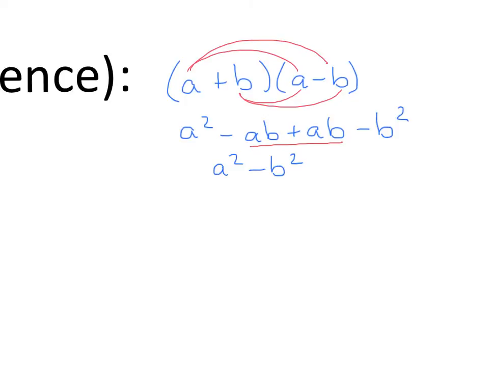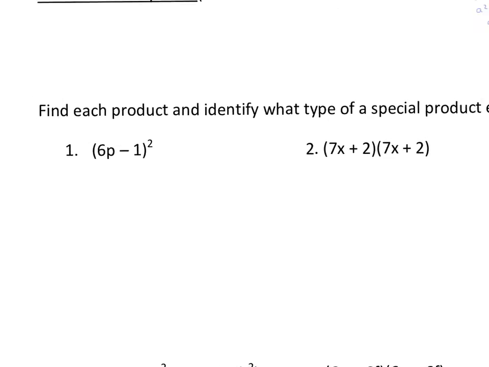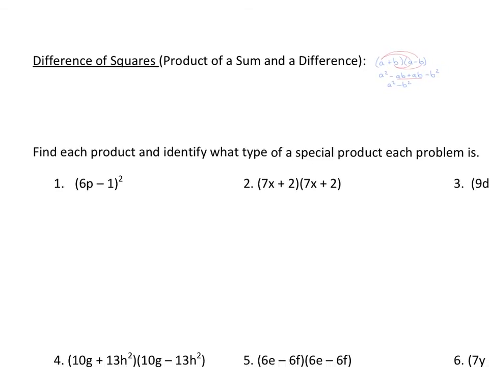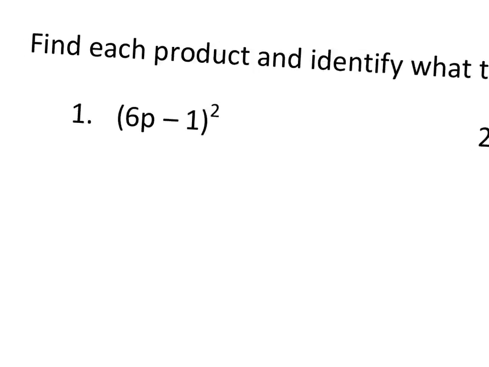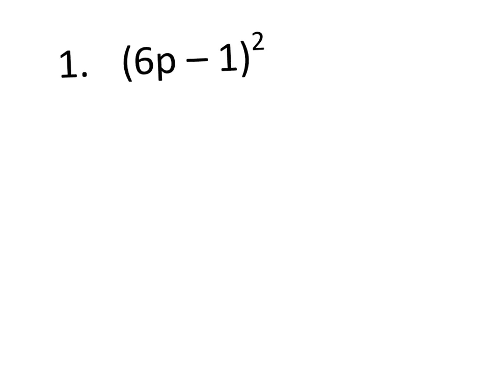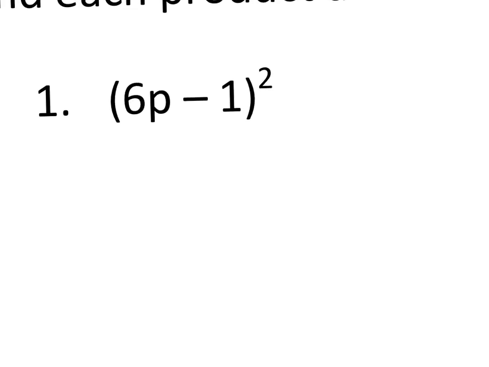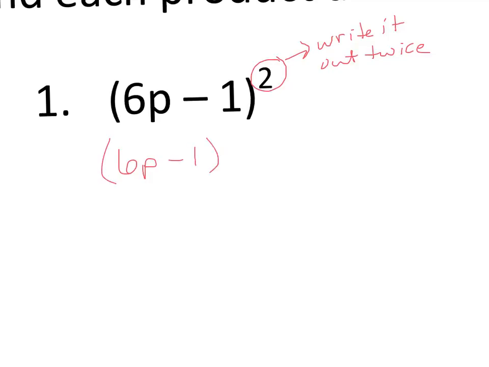All right, so now let's drop down here and take a look at some examples. It says, find each product and identify what type of special product each problem is. Okay? So now if I'm looking at this, first thing we talked about, in fact we're going to go ahead and write it in here, that squared, this guy right here, means write it out twice. So with that being said, I'm going to have 6p minus 1, and I'm going to have 6p minus 1 again. Now you're going to do some foiling.